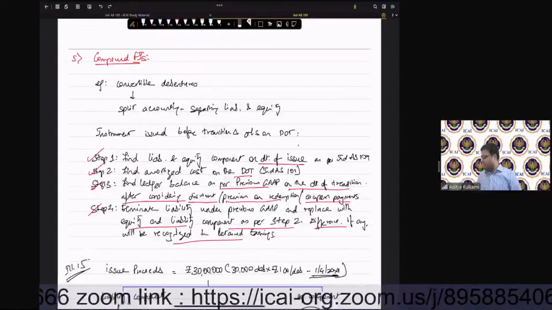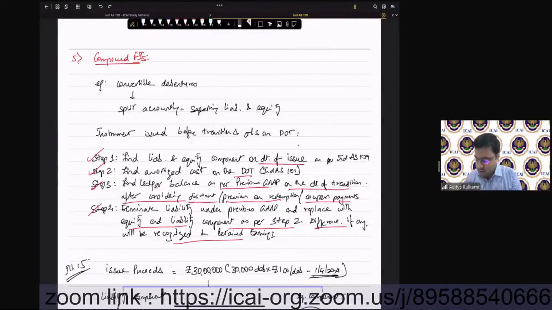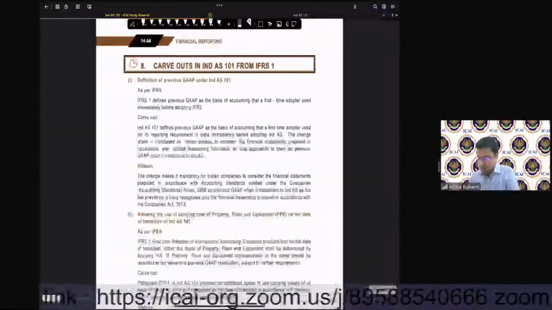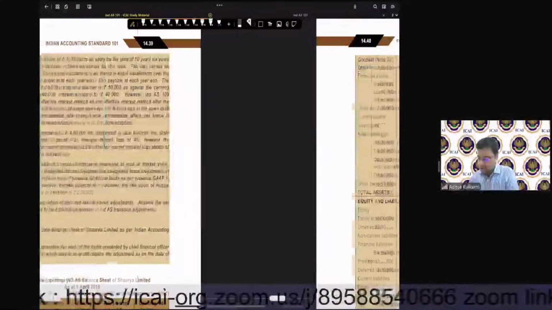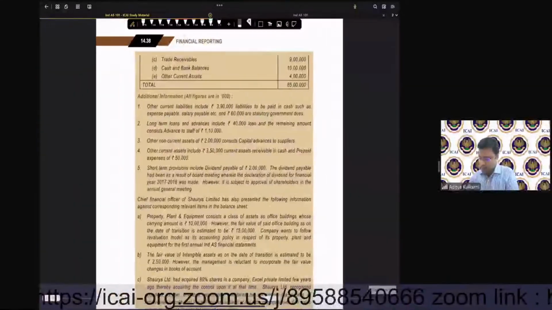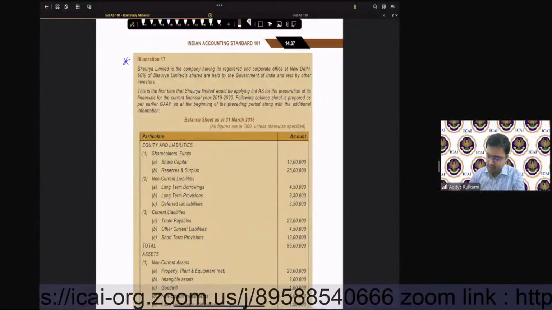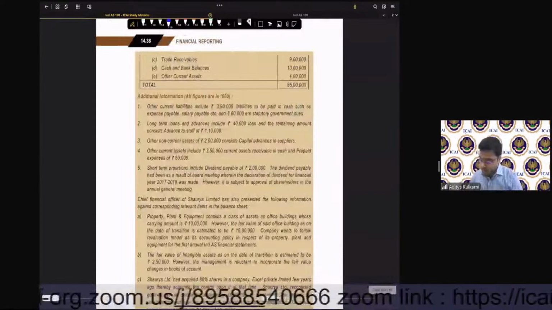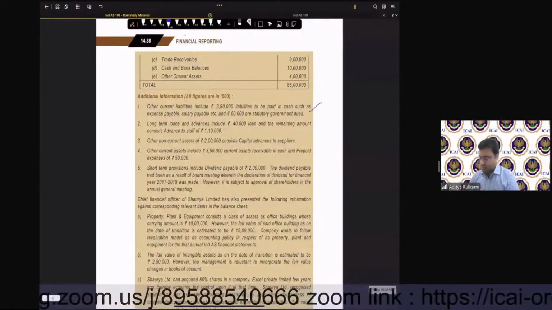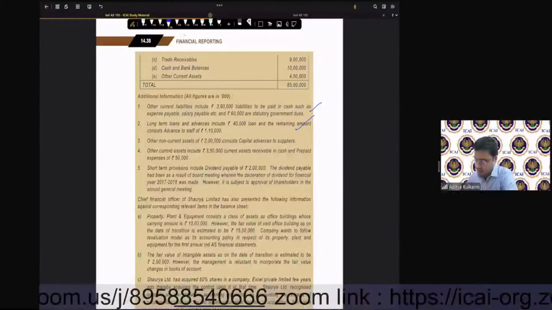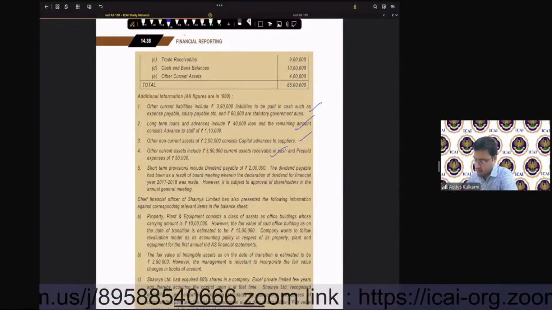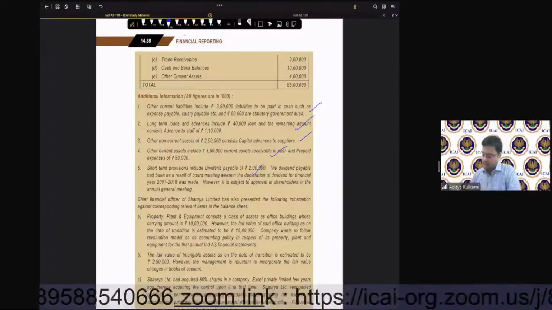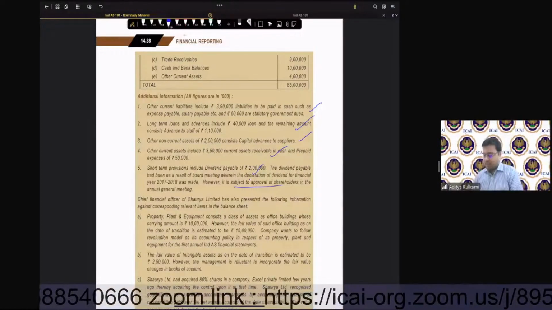In the study material, you have one particular question which is very good as far as transition is concerned. If possible, I want you to try solving this one question by yourself. This one, illustration 70. Try solving this one question on transition by yourself. It covers other expenses, provisions, long-term loans and advances, other non-current assets, current assets receivable in cash, dividend payable as a result of board meeting, subject to approval of shareholders.